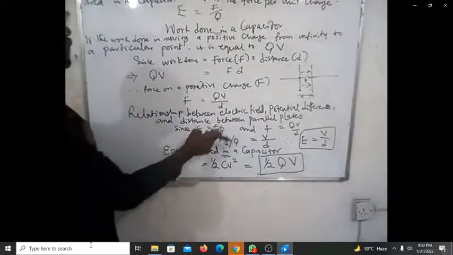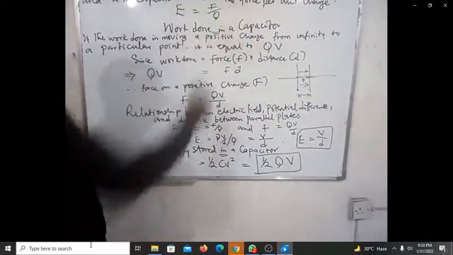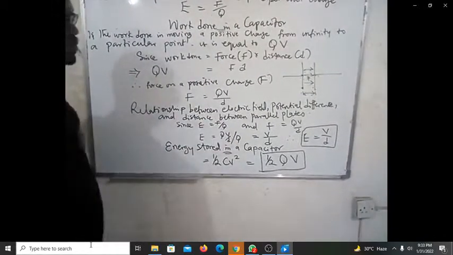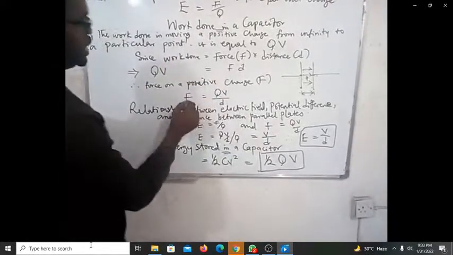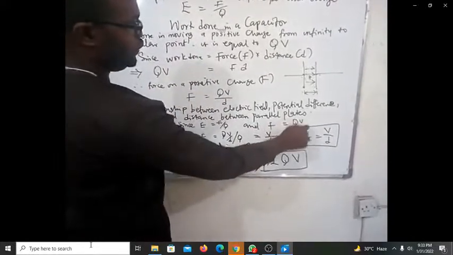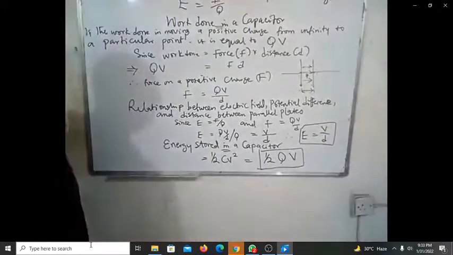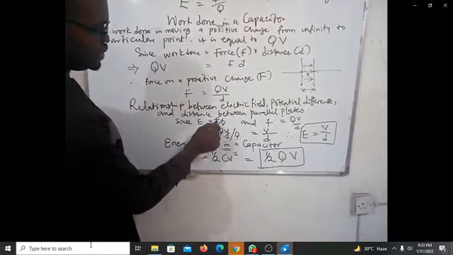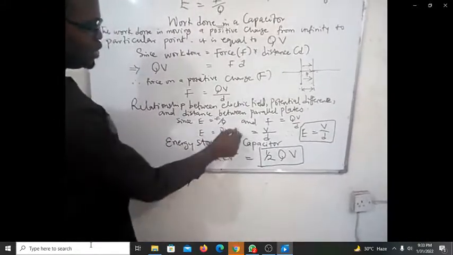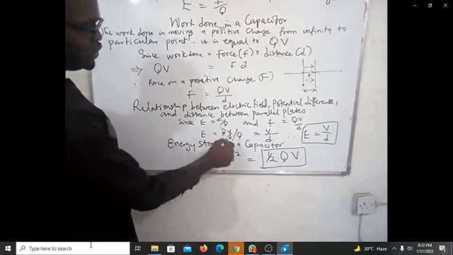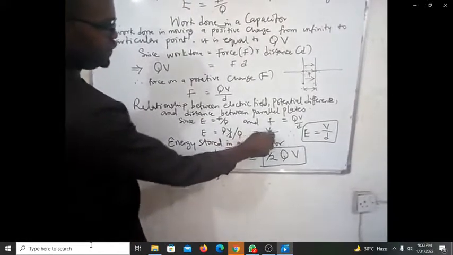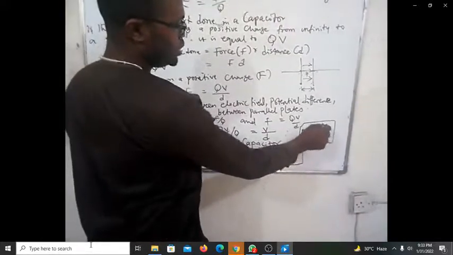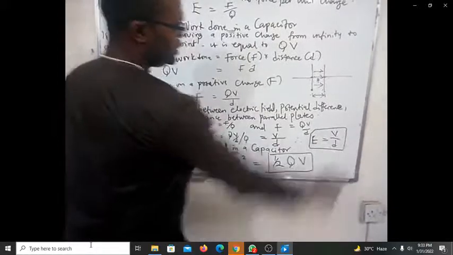Since E is equal to F over Q, electric field is the intensity of force per charge. And F, as we know from here, is equal to QV over D. Then we can say that E is equal to QV over D, which is the value of force from here, all over Q. So Q cancels Q, and we are left with V over D.